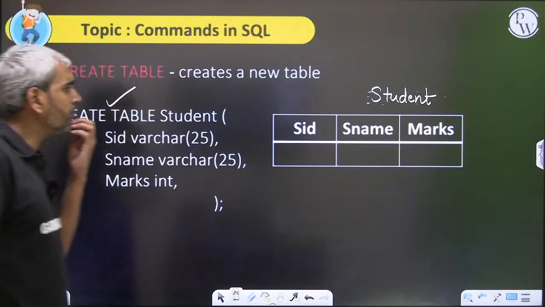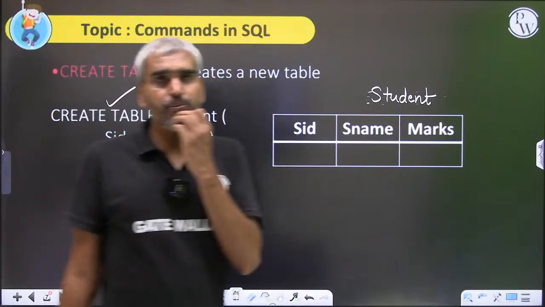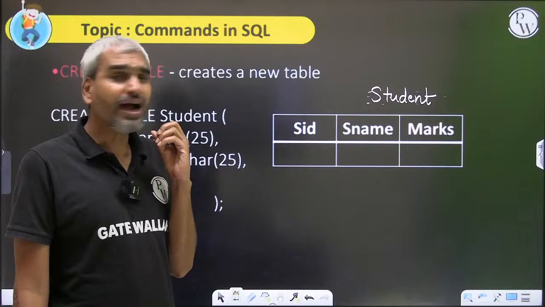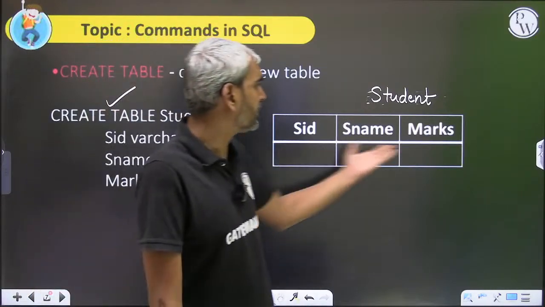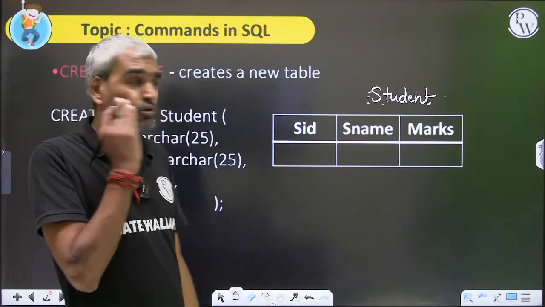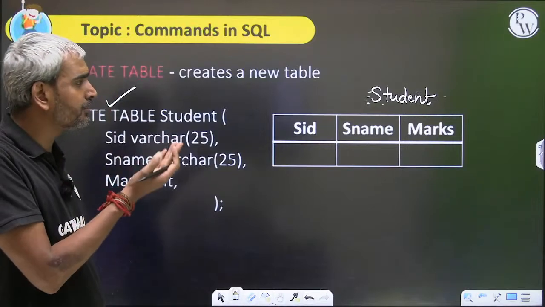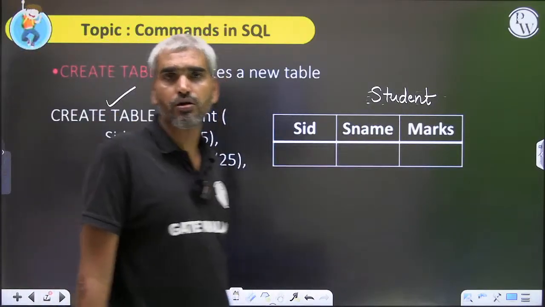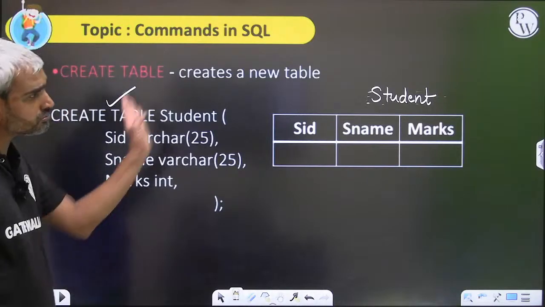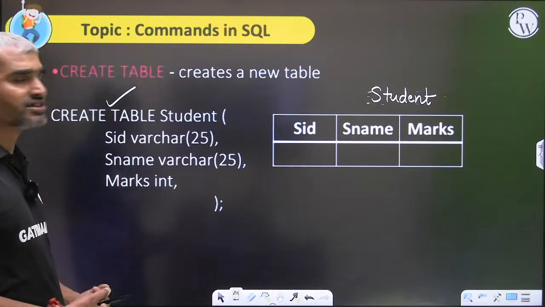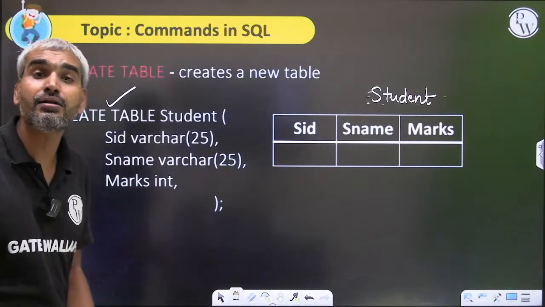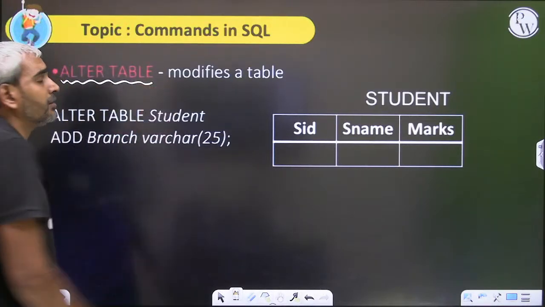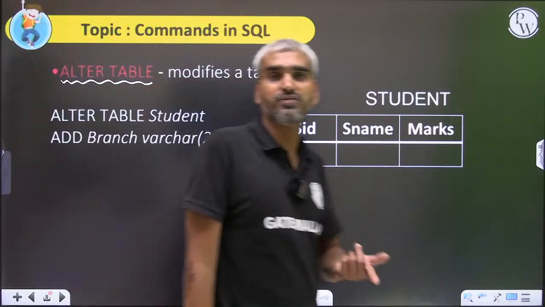Now, at a later point of time, you may consider adding an extra attribute in this particular table. You might want to add an attribute branch in this structure of the student table. So if you want to add some extra attributes, then you will use the alter command. Alter table will be used to modify the structure of the table.